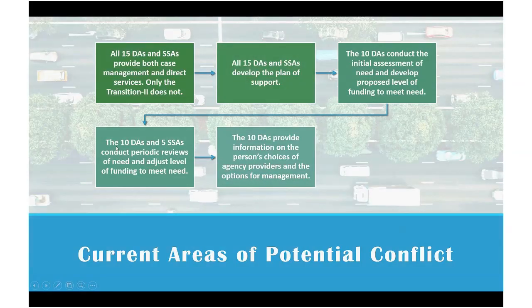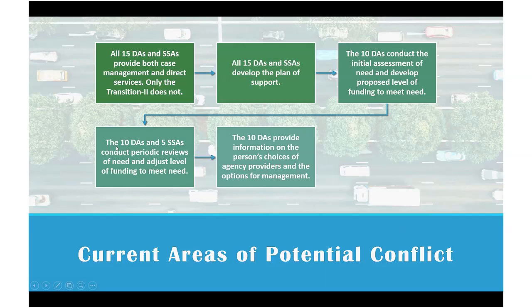So here are some of the things that we have found are potential areas for conflict in the way that Vermont's Developmental Disability Services are set up right now. All 15 designated agencies and specialized services agencies do provide both case management and direct services. Only those people who are totally self-managing and get support through Transition II have their services set up in a way where case management and direct services are not provided by one organization.